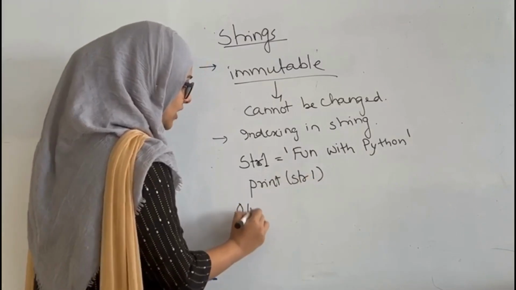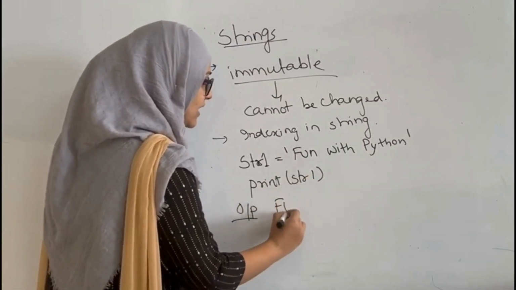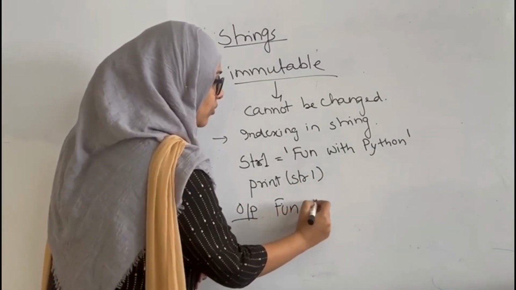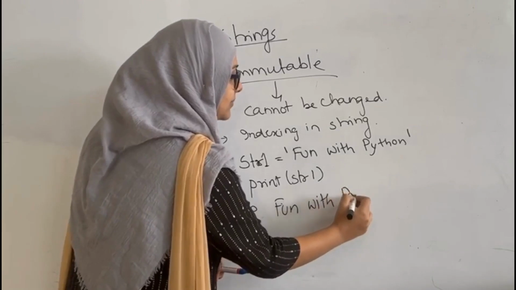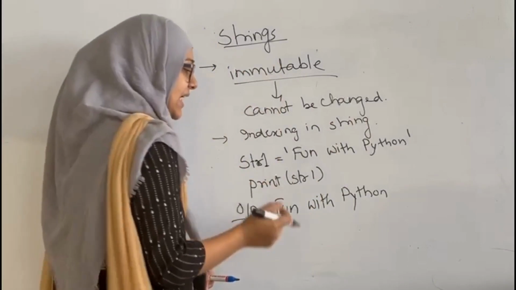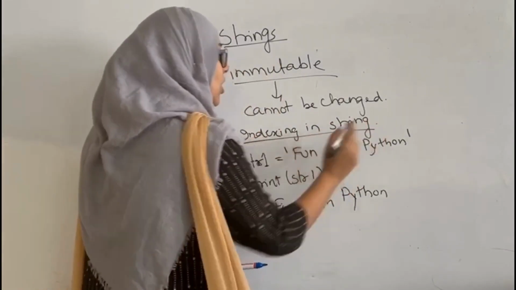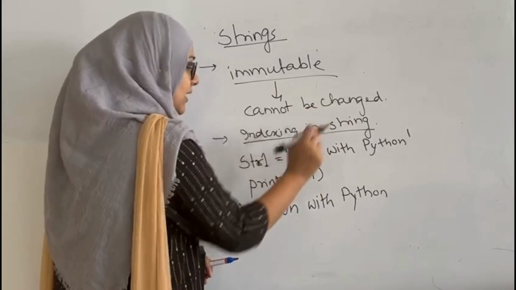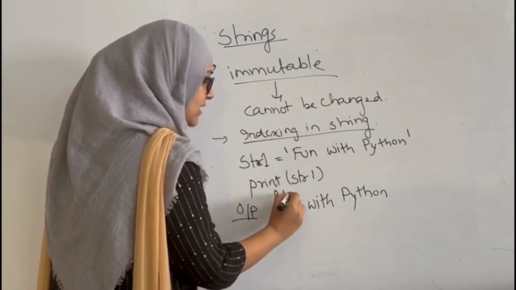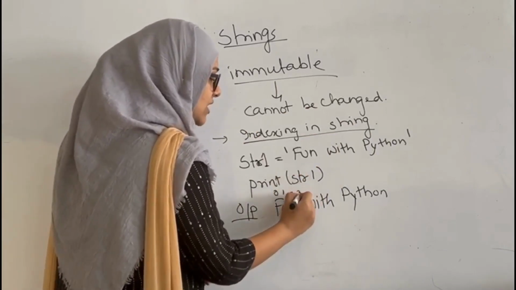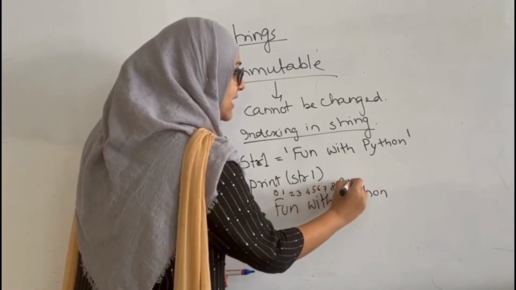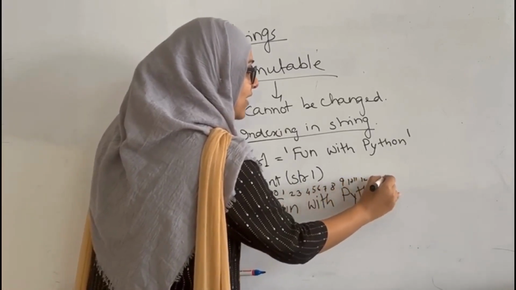What will be the output? It will give me the output fun with Python, in small letters. Okay, so this is the output. Now let's understand the indexing. It's very important in strings. So this f will be 0, this is 1, this is 2. Strings take space also, so this will be 3, 4, 5, 6, 7, 8, 9, 10, 11, 12, 13 and 14.